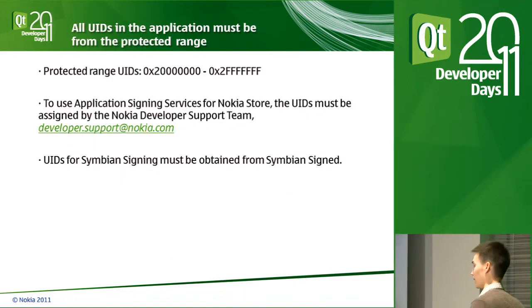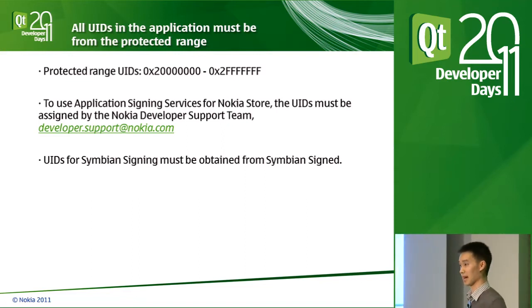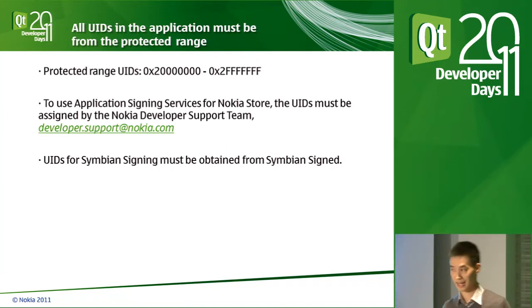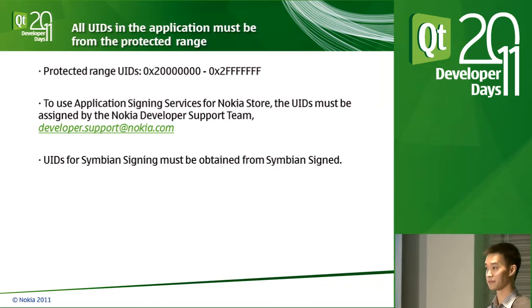Another requirement here is the use of protected UIDs. For all Symbian apps, we can only accept protected UIDs starting from the range of 0 to x2. And if you use Qt Creator, when you create a new project, typically it will generate a UID from the test range. So you should note that you should obtain a UID from us, if you are asking Nokia to sign your application on your behalf.